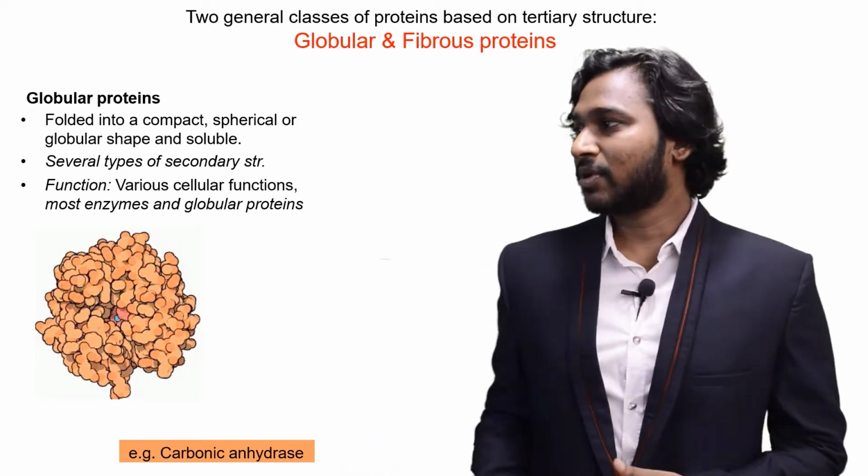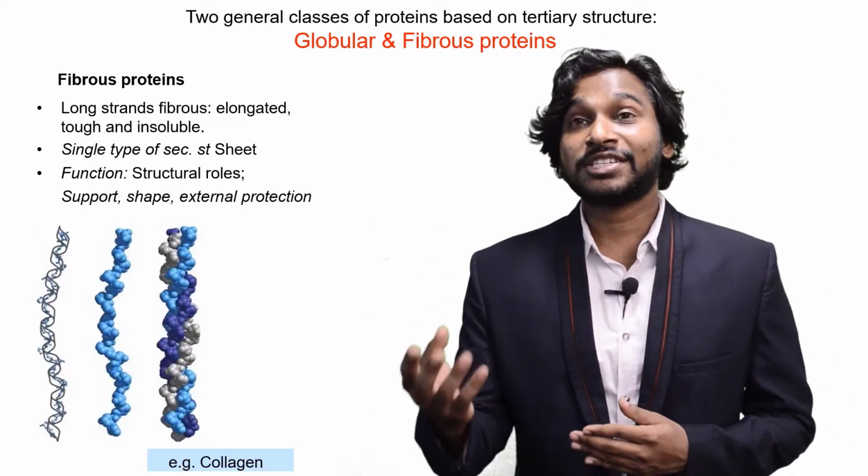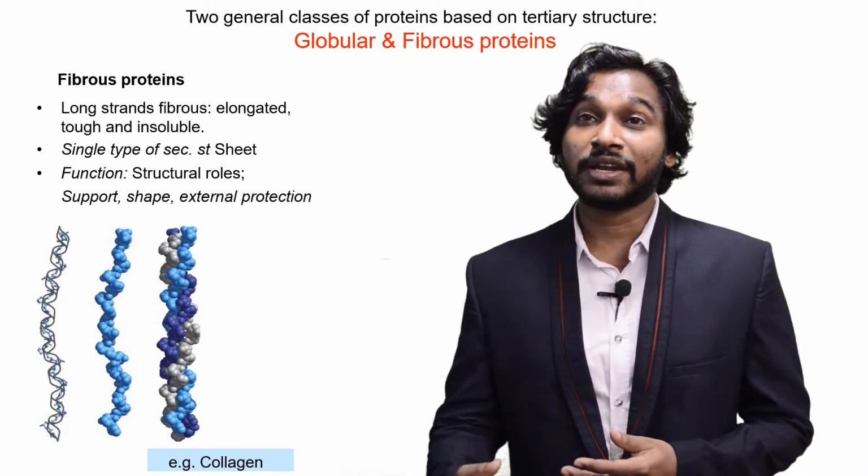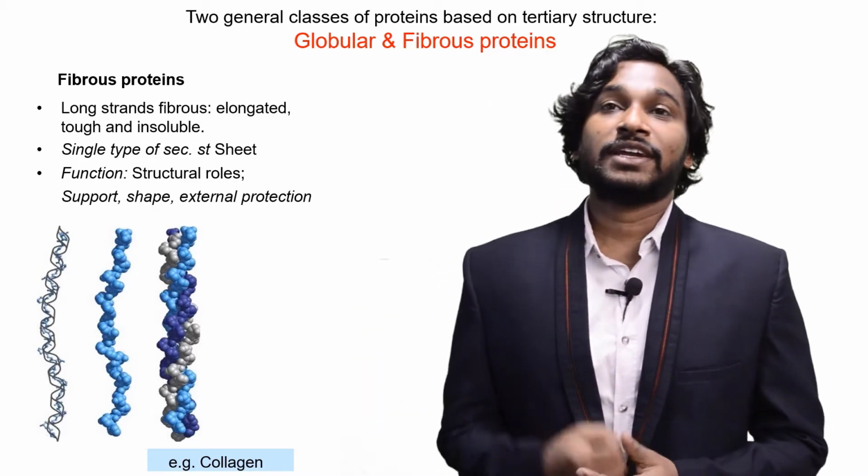Here you can see the example of carbonic anhydrase. The next is fibrous proteins. Fibrous proteins are long-stranded proteins, elongated, tough, and insoluble. They have an insoluble nature.